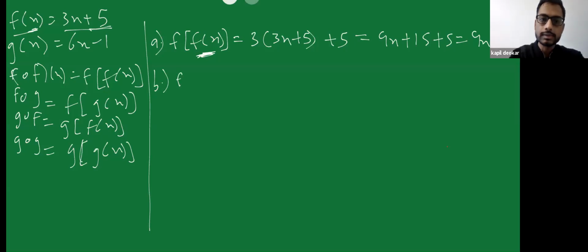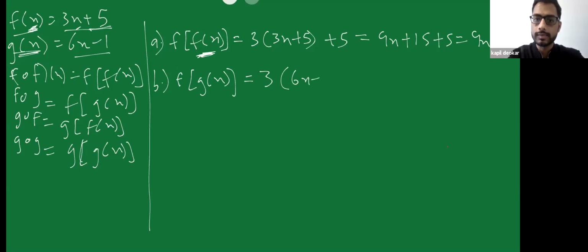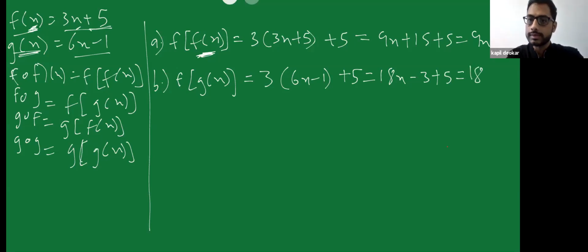Next, what I want is f of g of x, that is FOG. Now, instead of x, what I want is g of x term. So 3 into x, instead of x, g of x term is this one, 6x minus 1, plus 5 as it is. So that would be 3 6s are 18x minus 3 plus 5. 5 minus 3 is 2. So answer is 18x plus 2.